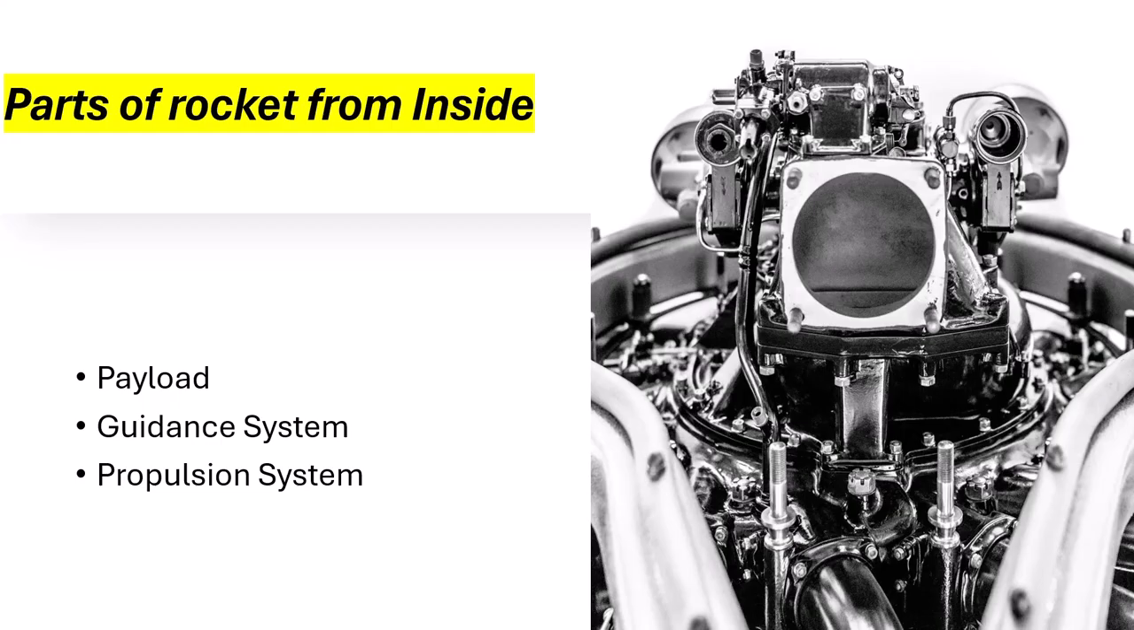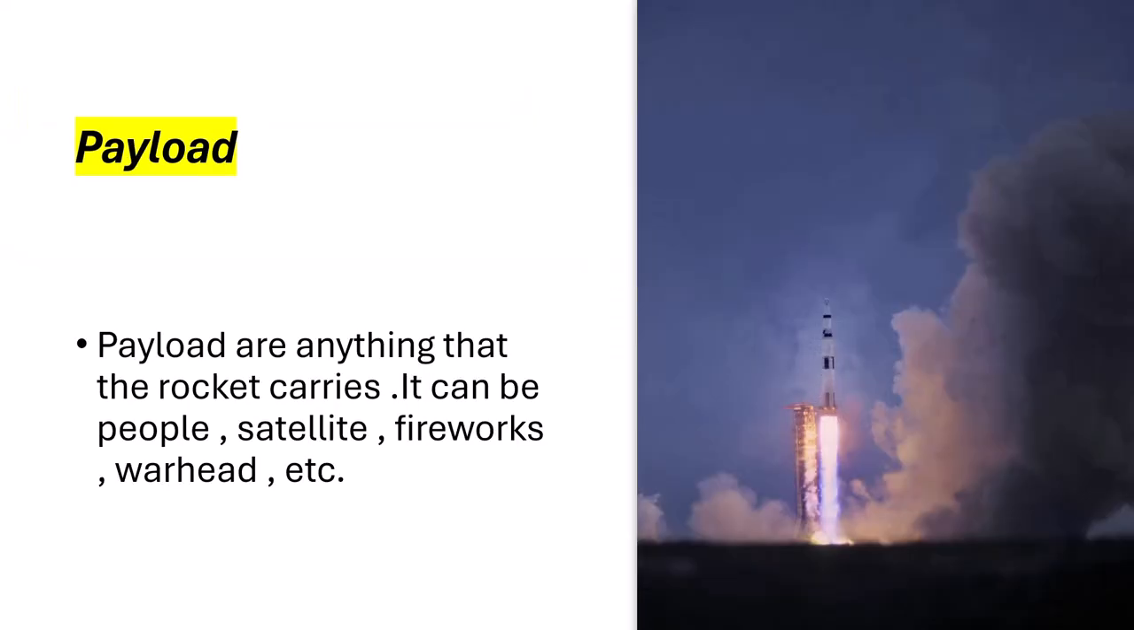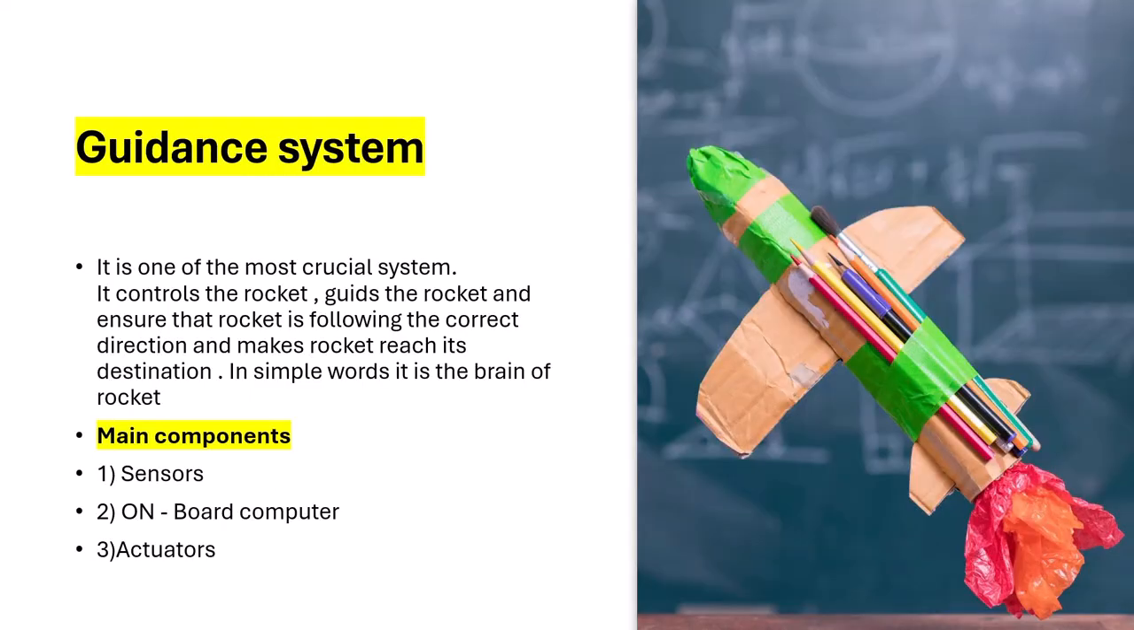There are three main parts of the rocket from inside: payload, guidance system, and propulsion system. In this video, we are going to talk about the payloads and the guidance system. Payloads are anything that is being carried by a rocket. It can be people, satellites, fireworks, warheads, etc. Guidance system is one of the most crucial systems.